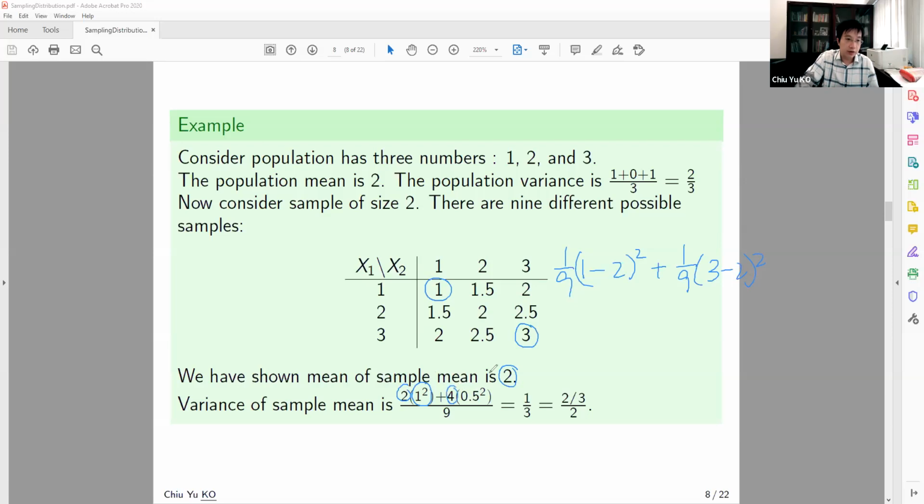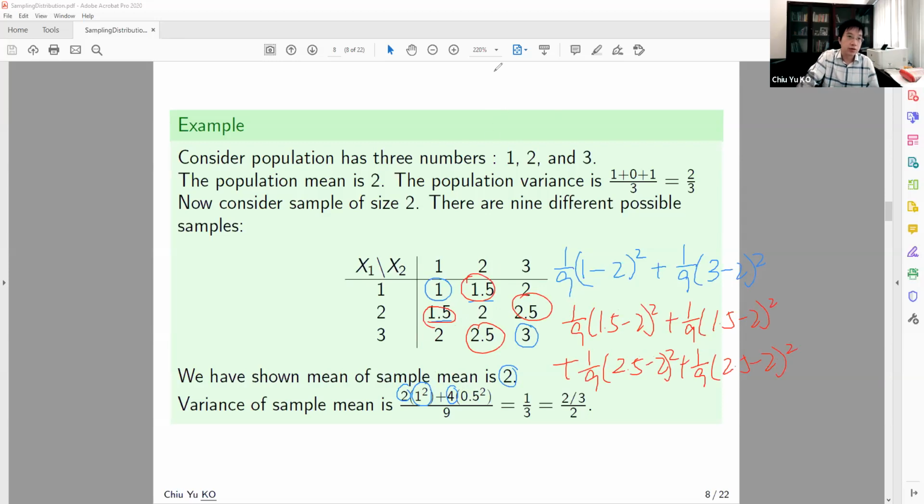And where the 4 comes from, because there are 4 of them, maybe use another color, 1.5, 1.5, 4 of them. So 1 over 9 will be 1.5 minus 2 square, 1 over 9, 1.5 minus 2 square, plus 1 over 9, 2.5 minus 2 square, 1 over 9, 2.5 minus 2 square. And the remaining 2 are 0. Okay, so that's why it's like this.